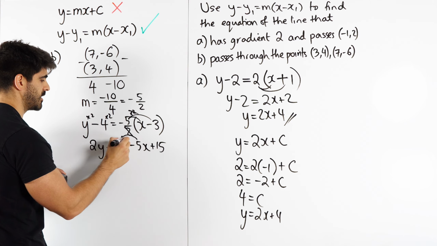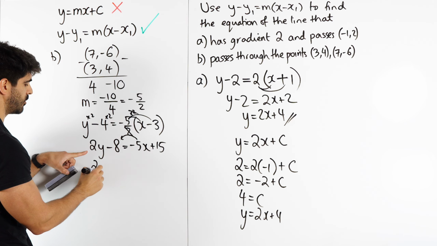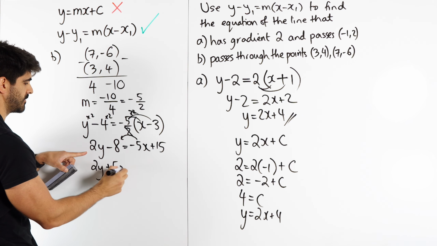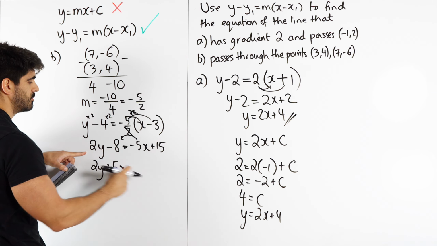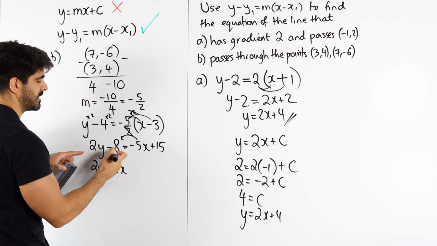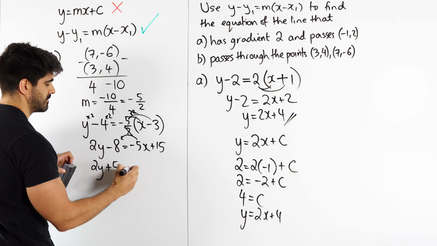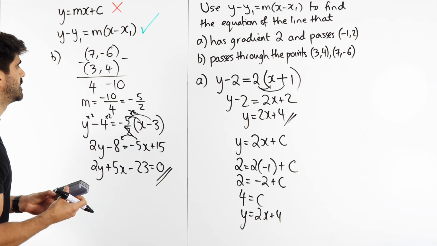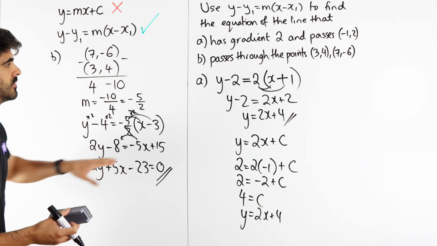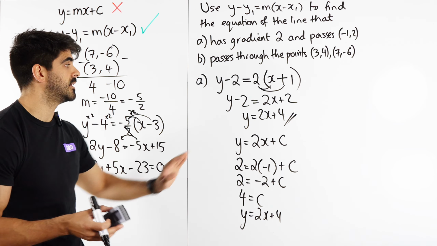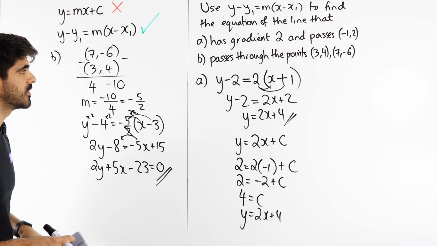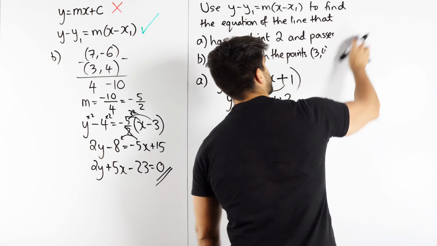Then we're going to move everything over to this side. So we have 2y. The minus 5x on the other side is plus 5x. The plus 15, move it to the other side, becomes minus 15. Minus 8, minus 15 is minus 23, is 0. Okay? So, 3 steps. There should not be any more than 3 steps when you use this formula. However, the same can't be said for y equals mx plus c.